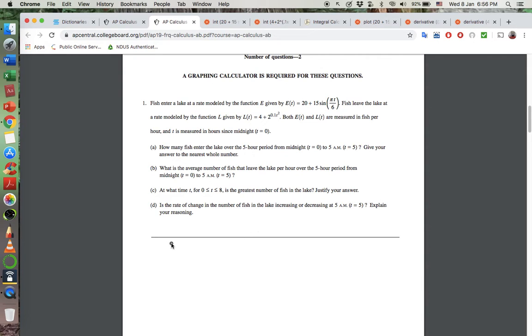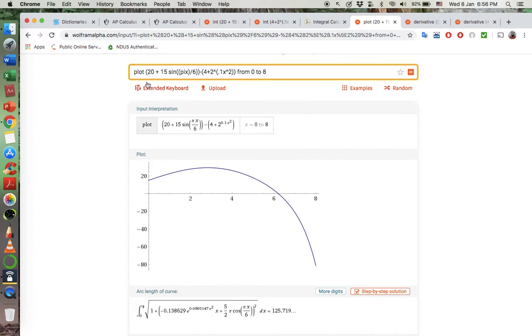And so we've got fish entering the lake at this function, and then they're leaving the lake at this function, right? And so I want to know when does the difference here become 0? I don't know, when does that become 0? If this were the graph here, when does that cross the x-axis there? So I've got that all plotted out here. I've got my difference of these two from 0 to 8.